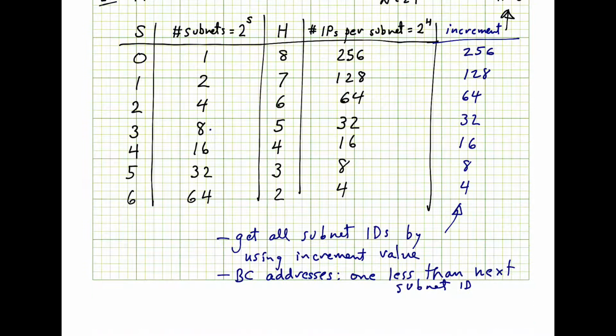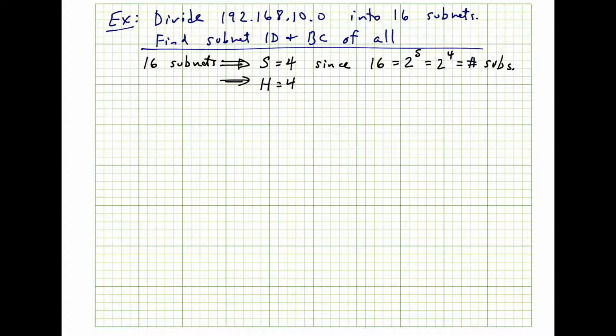And this is the case where we have 4 and 4 for both S and H. And so it's 16 subnets, each of size 16. So we get two 16s here. And that implies that our increment, which is equal to the number of IPs, is 2 to the H, which is 2 to the 4th, which is also 16. So 16 subnets of size 16 each.